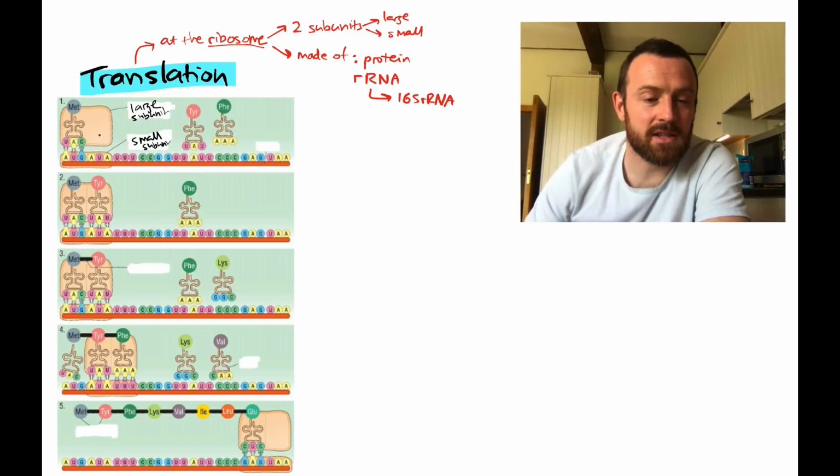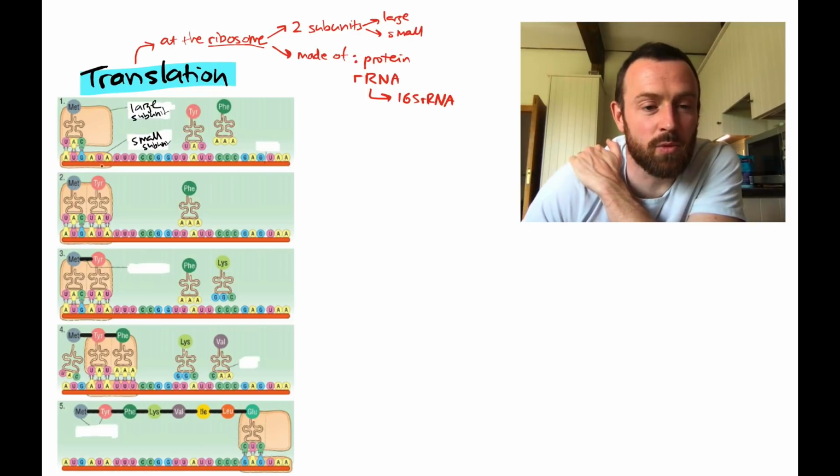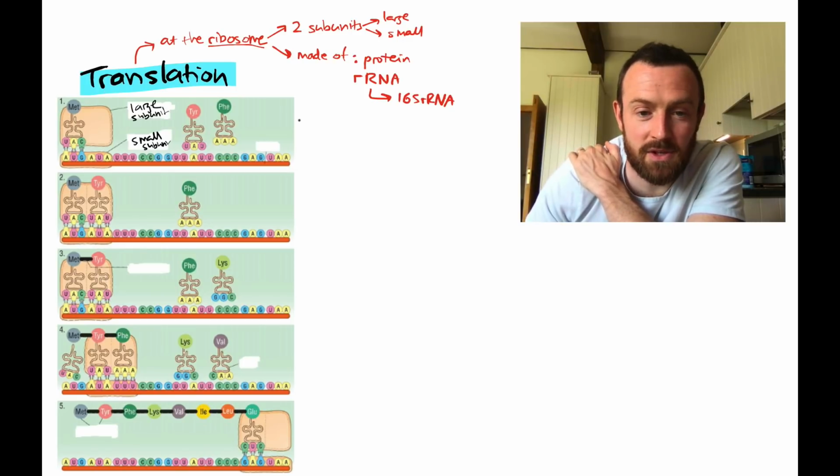Actually, the first thing that happens is the small subunit binds to the messenger RNA, and then the large subunit flies in, okay? So let's just label that. Small subunit binds to mRNA, then the large.